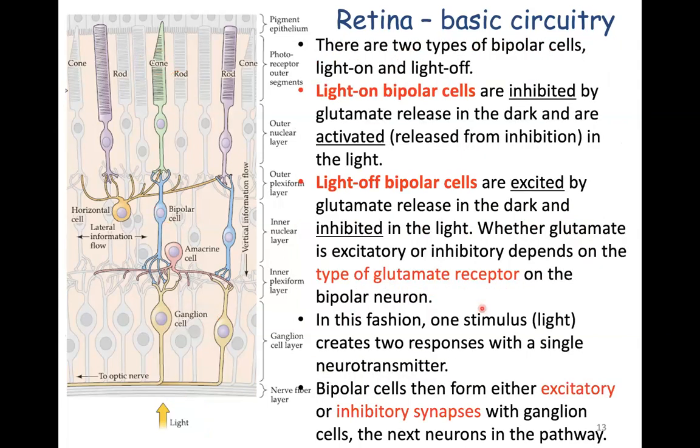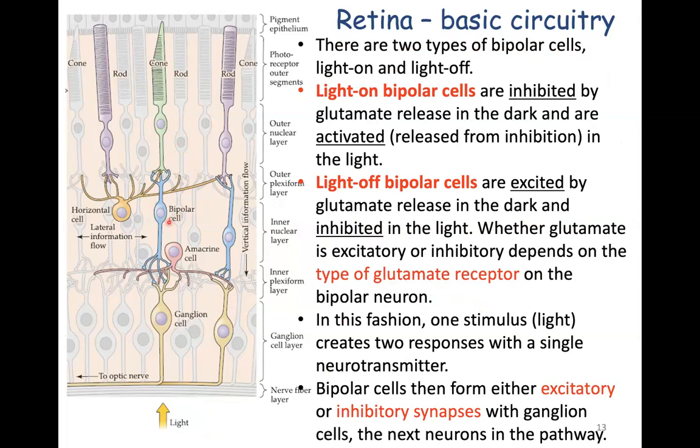All right, now coming to light on and light off bipolar cells. There's two types of bipolar cells that we're looking at here. There's light on bipolar cells and there's light off bipolar cells. As we said on the previous slide, glutamate is what is released. So if light shines on a photoreceptor and it reaches a bipolar light on cell, this cell is inhibited by glutamate release in the dark and it is activated in the light.